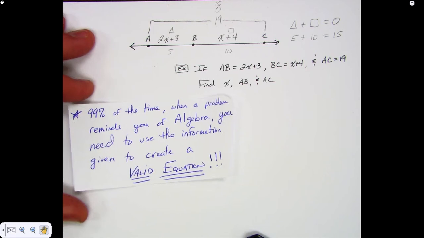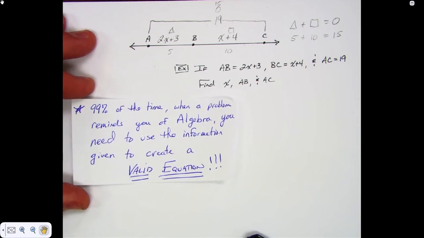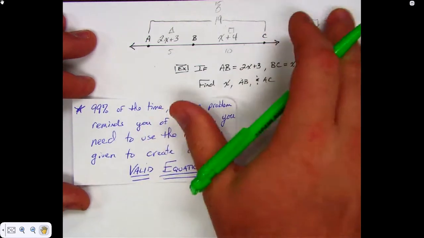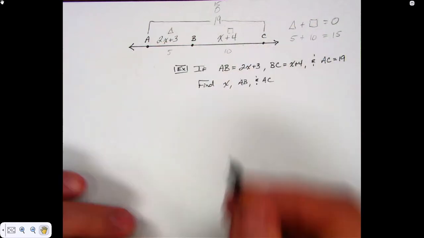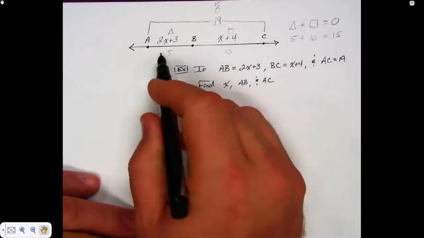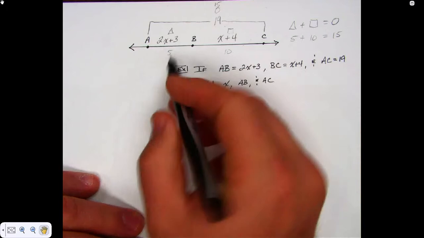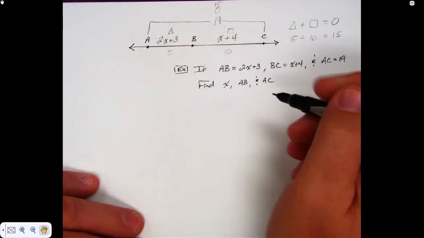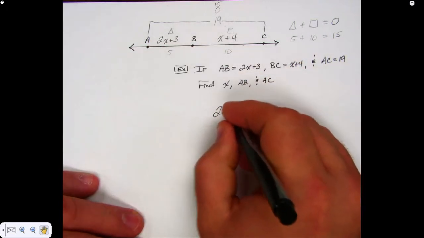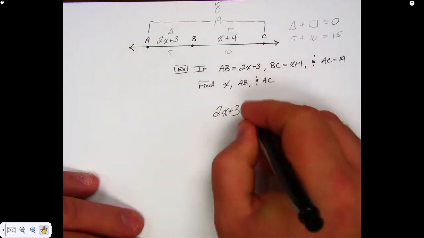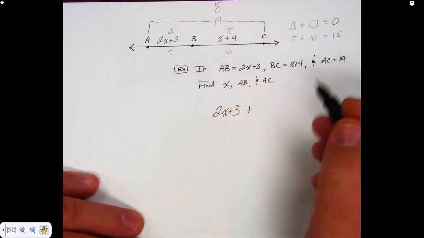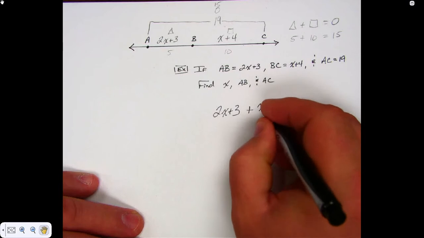X. What is represented by the distance from A to B? 2x plus 3, because that's what represents the distance from A to B, right? Plus, what is represented by the distance from B to C? X plus 4. Is equal to, because the two smaller parts equal the whole thing. What is the whole thing? 19.